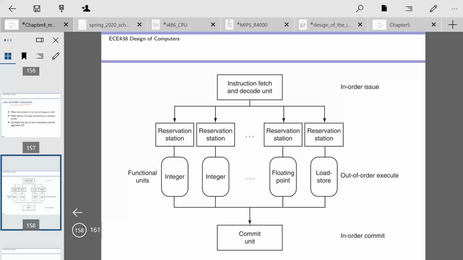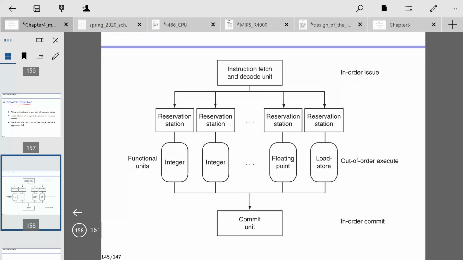For MIPS, they had the R10000, and that was an out of order super scalar machine, super pipelined, all of that. Super scalar, super pipeline, and out of order. And then for Intel, they started going into the Pentium Pro and all that, which was the 586, the 686, and so on and so forth. So this is just from a high level how we do out of order execution.